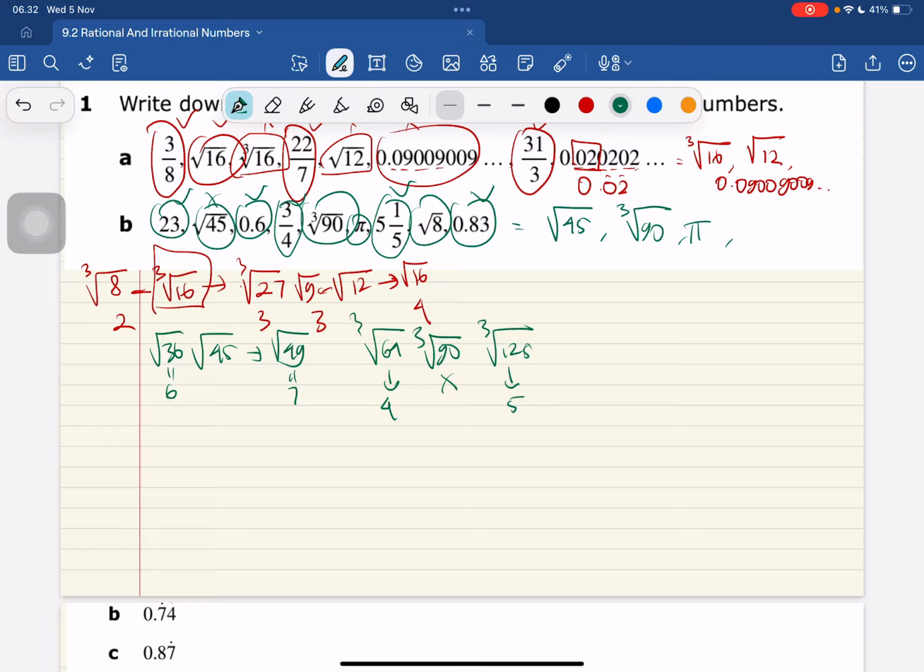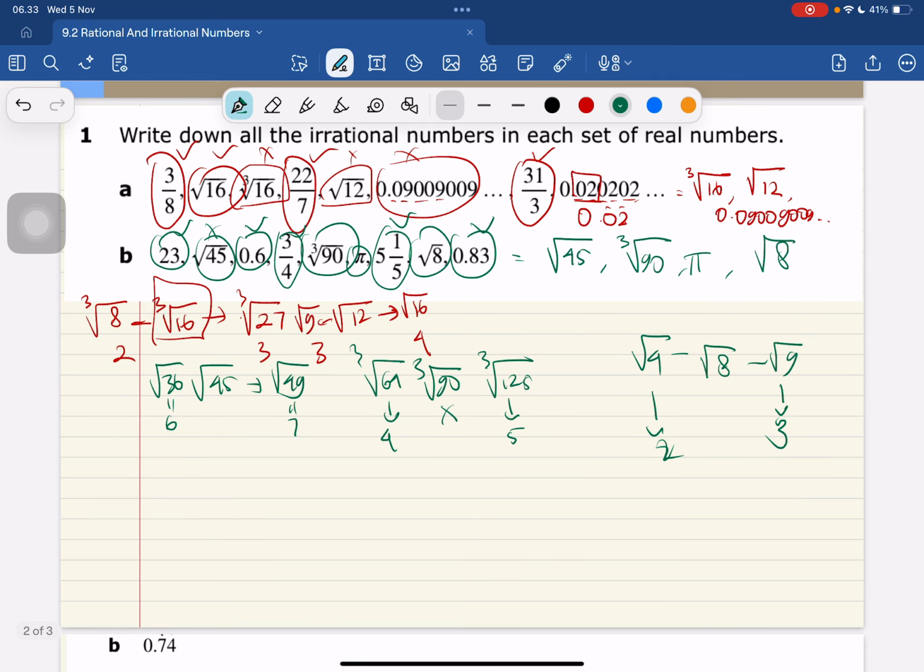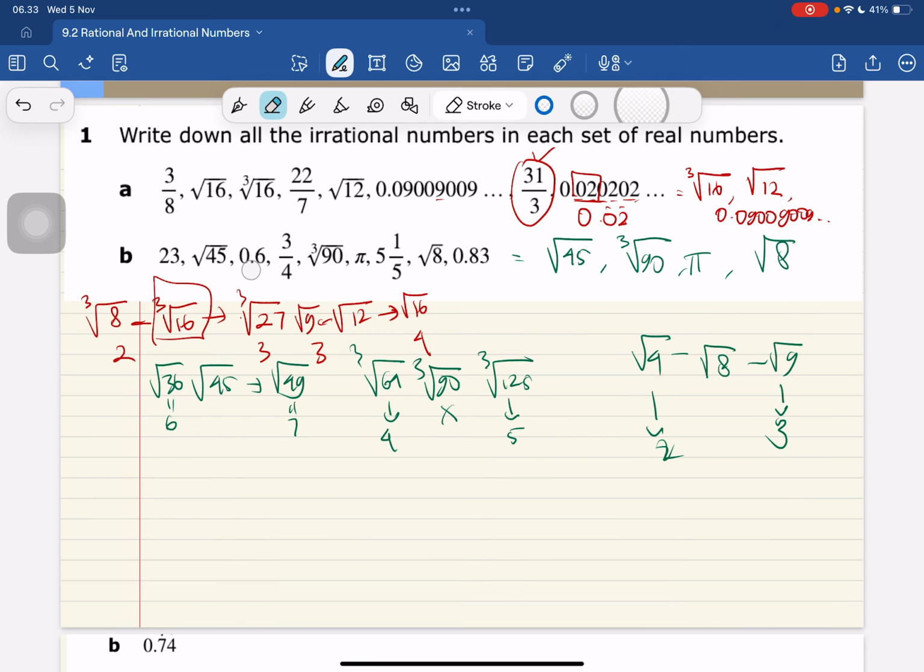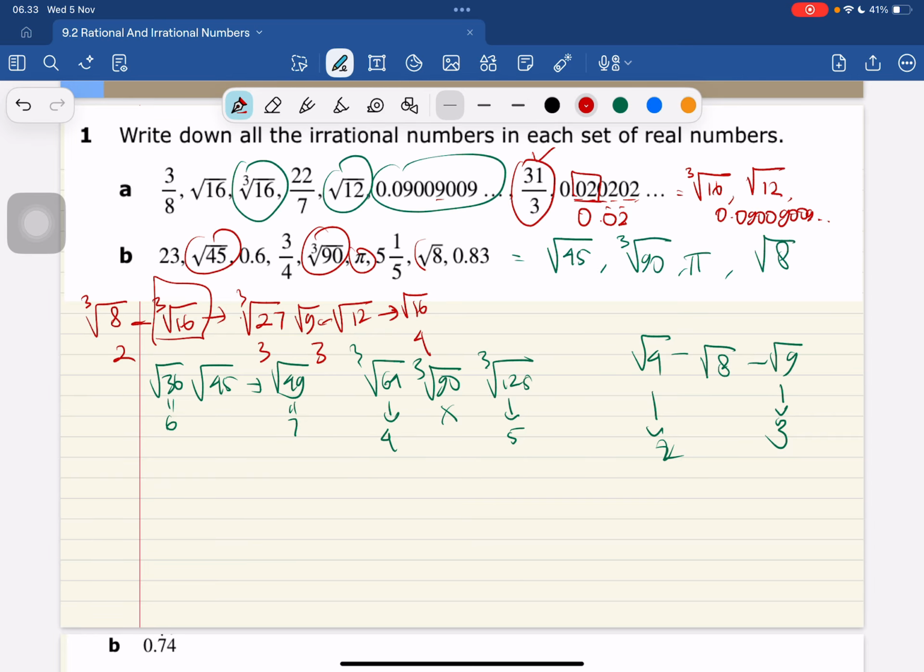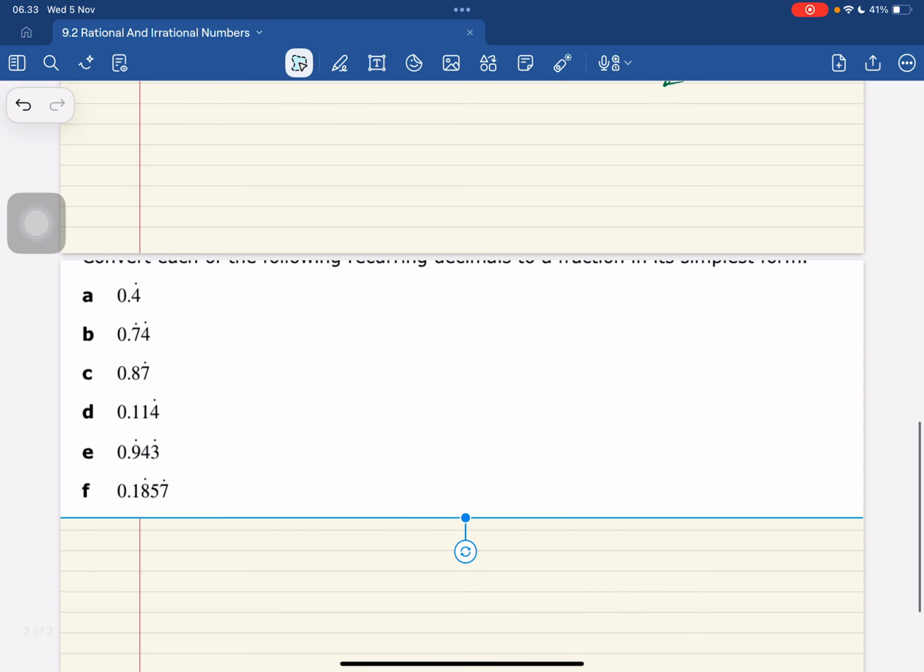Next, we've got square root of 8. This is in between square root of 9, which is 3, and square root of 4, which is 2. So between 2 and 3, there is none. Okay, we've got it, the irrational numbers of each set. So let us rewrite. So these are the irrational numbers. There it is.